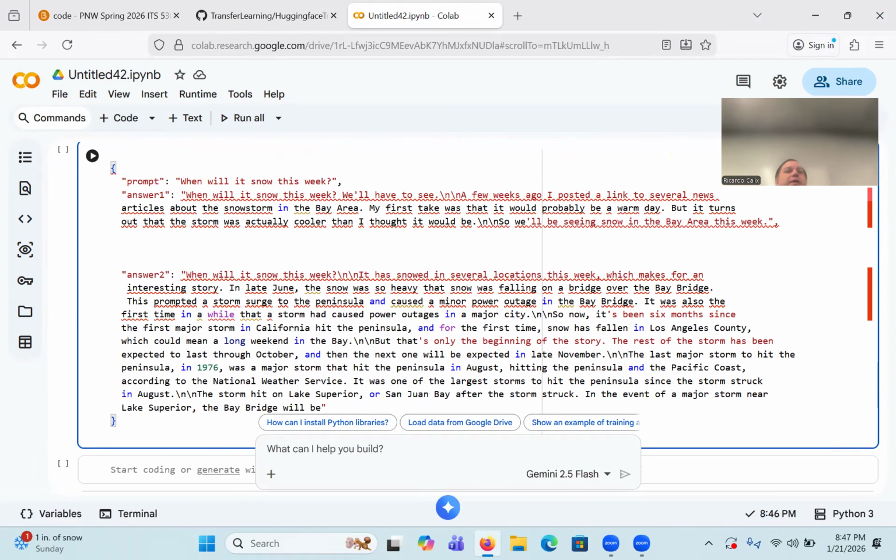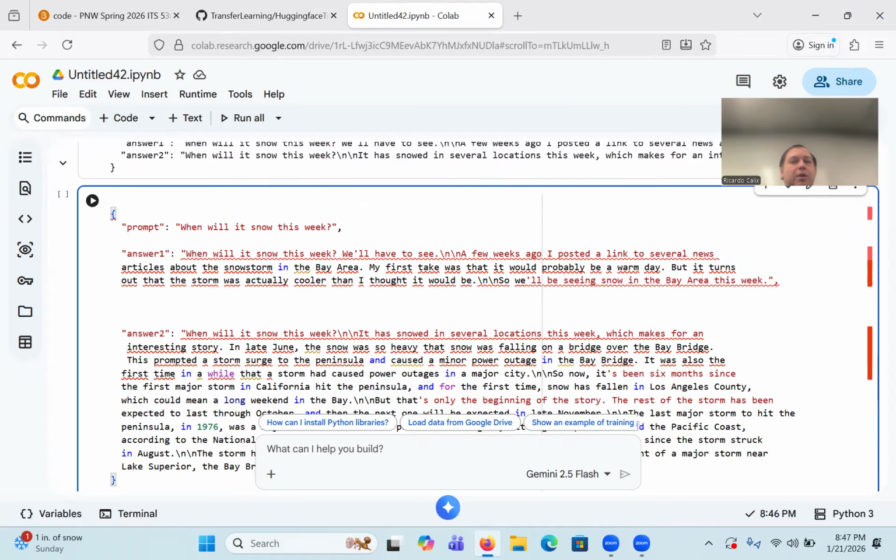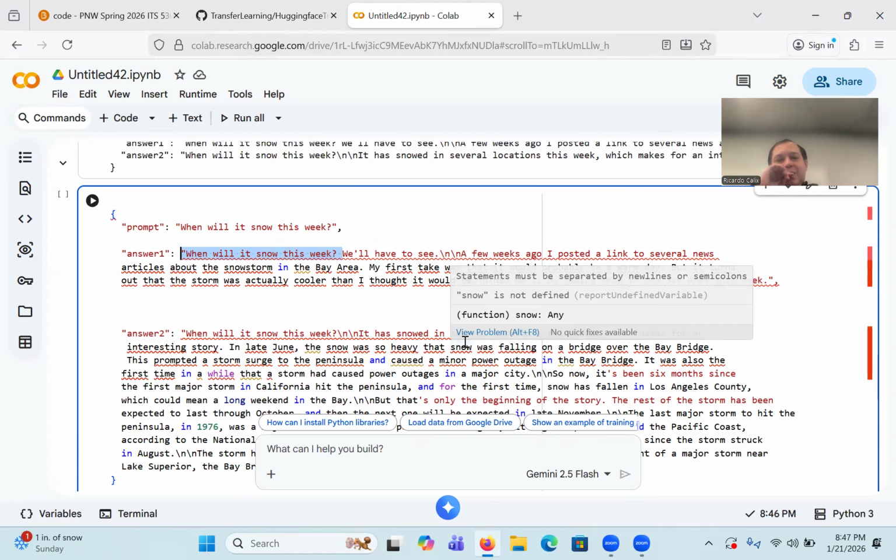Okay, here we are. So let's now analyze. This is our GPT-2. Our prompt was, "When will it snow this week?" The answer was, and remember, it always outputs the input as part of the answer, and it says, "We'll have to see."